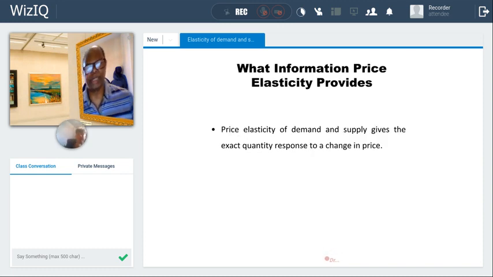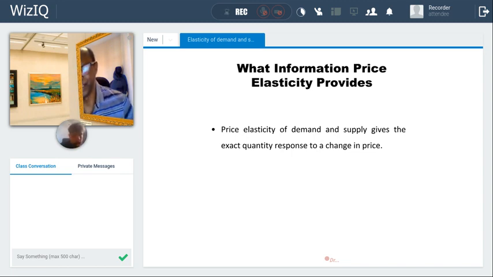So what information does price elasticity provide? What does it help us as business people? Price elasticity of demand, and we are only looking at demand, but supply gives exactly the same. It gives the exact quantity response to a change in the price. So if we know that by increasing the price, the amount customers are going to buy changes, we don't need to have all the customers.